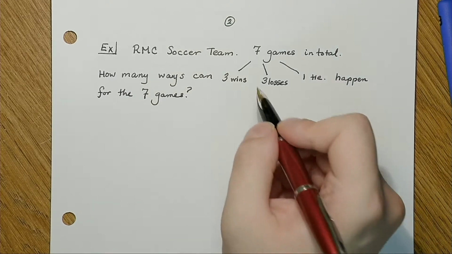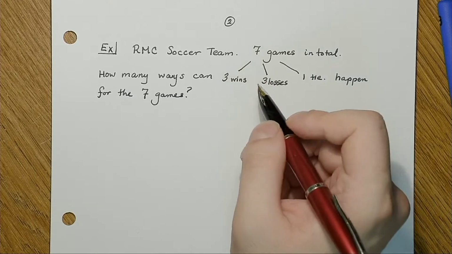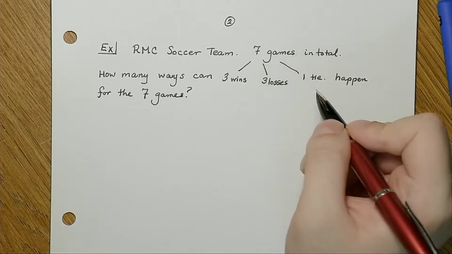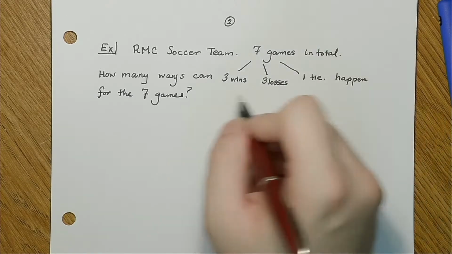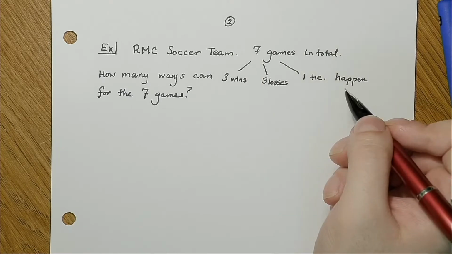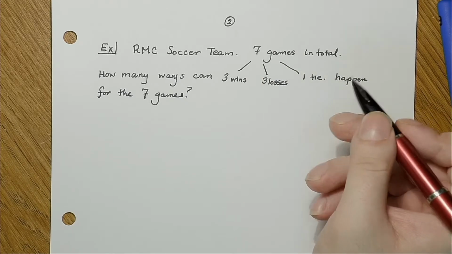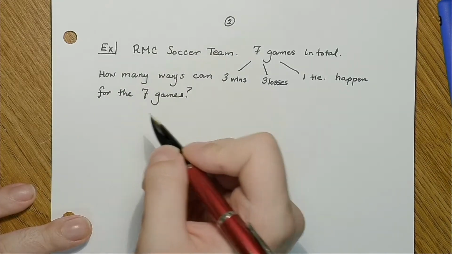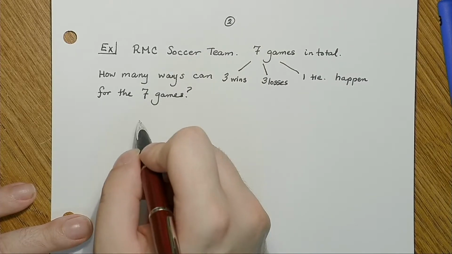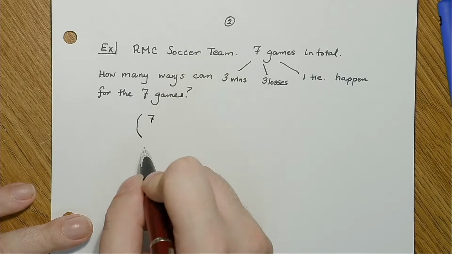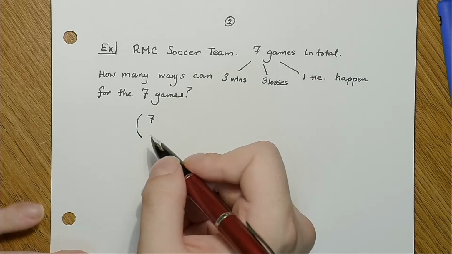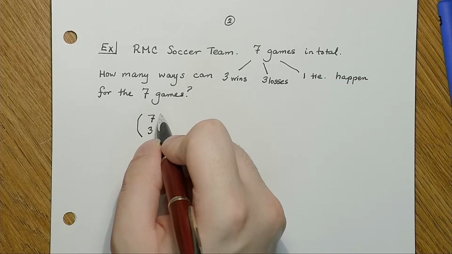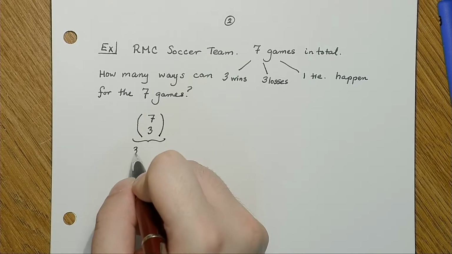So again, we have the issue of that we have 3 wins. Those are 3 indistinguishable things, objects. We have 3 losses. Again, those are indistinguishable. And 1 tie. So the same thing happens. What we'll do is we'll just take cases. So we start off with 7. And we're going to have the 3 wins. So we're going to have 7 choose 3. Again, the order doesn't matter then. So that's for the 3 wins.